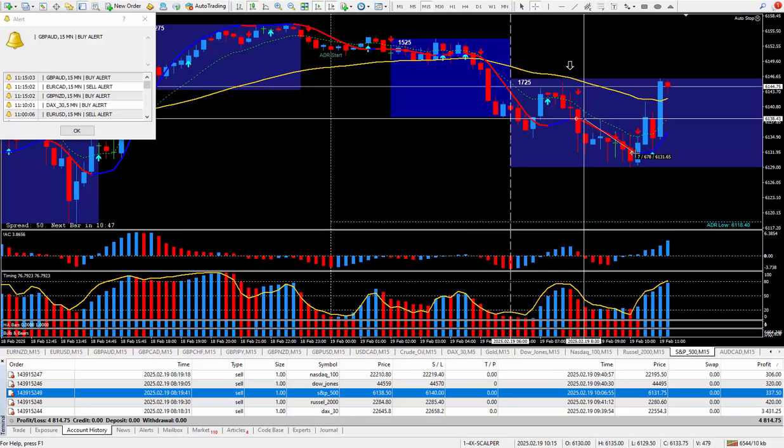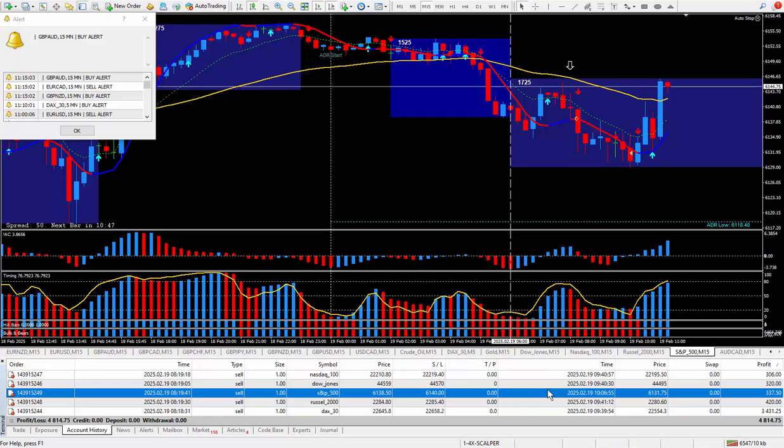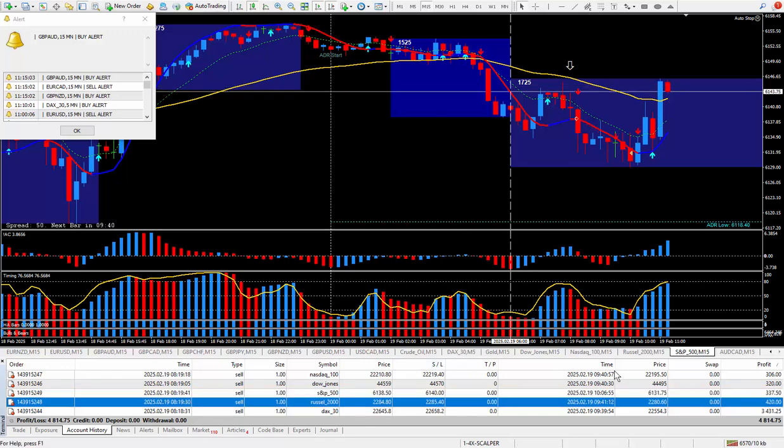67.4. That's close enough. 0.8. Anyhow, it's 67 we'll go with. And those ticks paid out $337. Okay, let's move on to the next trade, which is Russell.